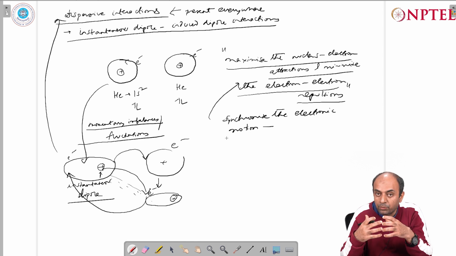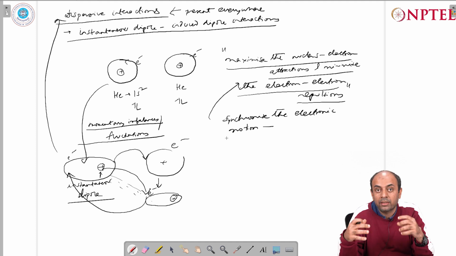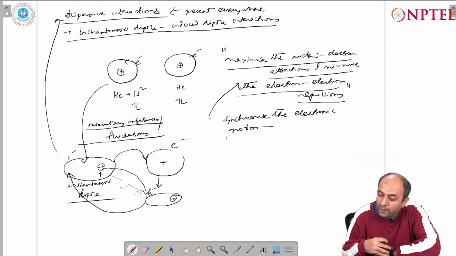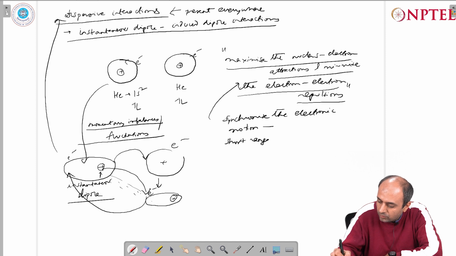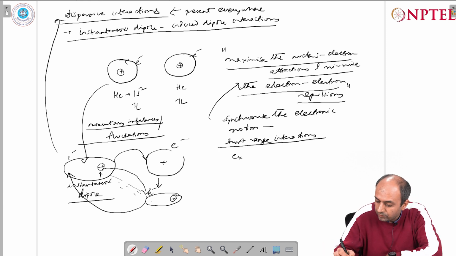There are momentary imbalances, but still, even for this kind of a system like rare gas atoms, you will have the atoms which interact with each other. So they actually give rise to these short range interactions, and they are extremely weak.